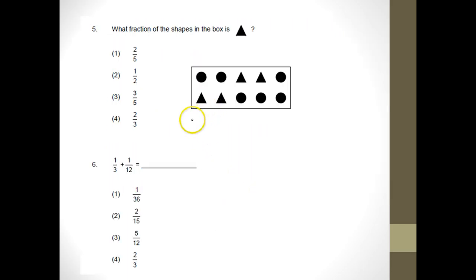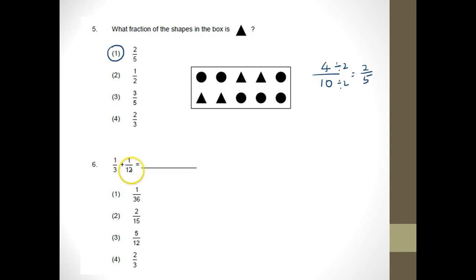Question 5. What fraction of the shapes in the box is triangle? So I know I have 1, 2, 3, 4 triangles out of a total of 1, 2, 3, 4, 5, 6, 7, 8, 9, 10. So 4/10. In simplest form, it will be 2/5. So I know 2/5 of the shapes is triangles.